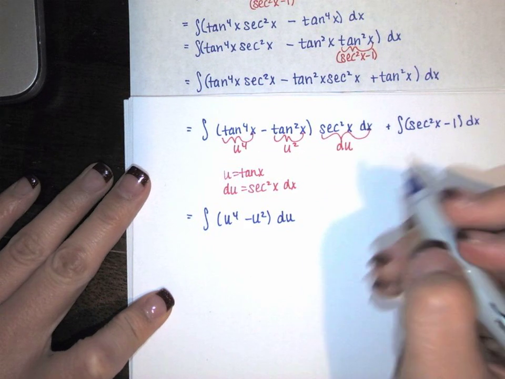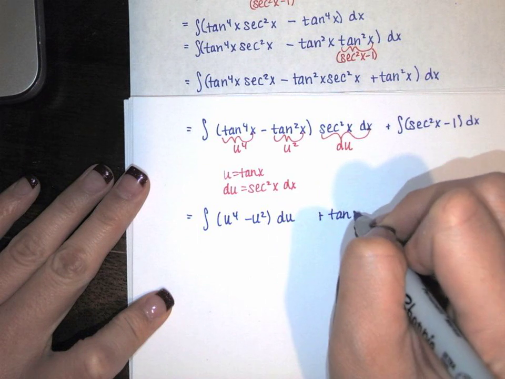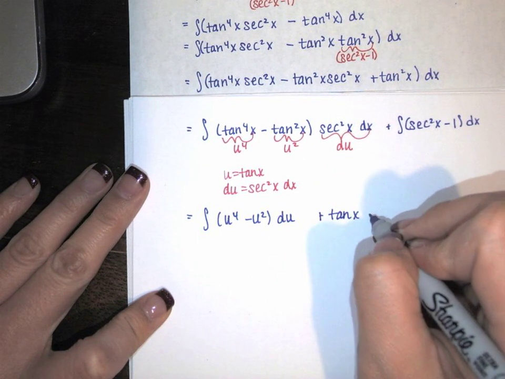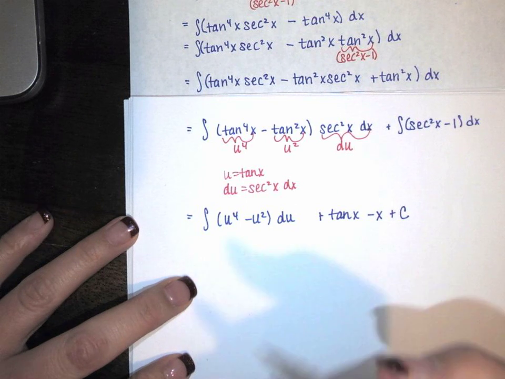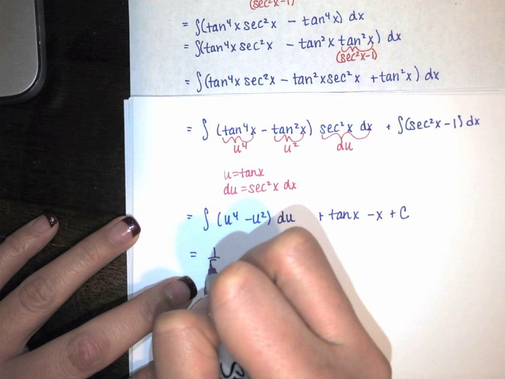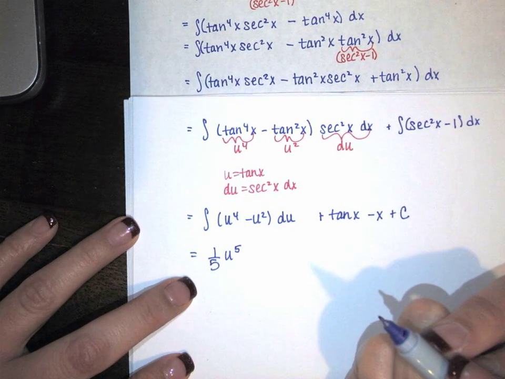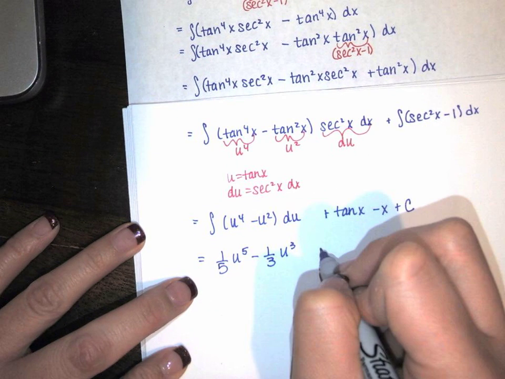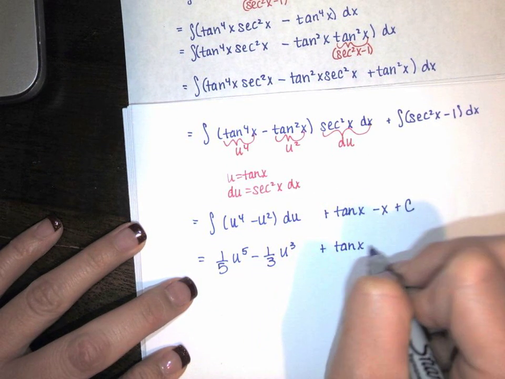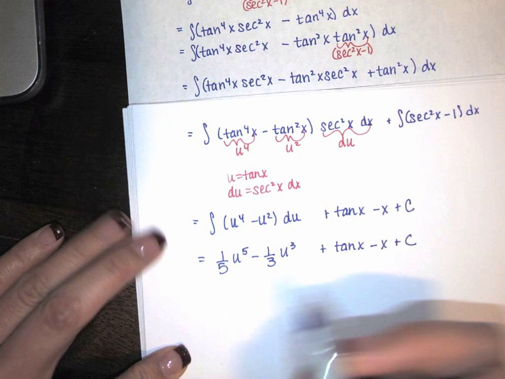The antiderivative of secant squared is tangent of x. The antiderivative of negative 1 is negative x with respect to x. Just do the power rule here. Add 1 to the exponent, divide by the new exponent. Add 1 to the exponent, divide by the new exponent. This guy already took care of our plus c.